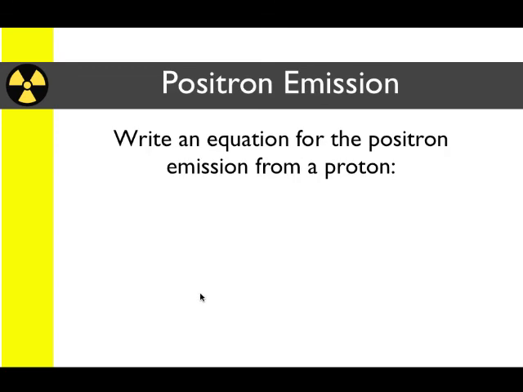All right, positron emission. Emission is actually the exact same thing as decay. Emission means it's giving off a positron, right? So it's going to lose that from its original element. So write an equation for the positron emission from a proton. Proton, not an element. So it's 1, 1, lowercase p. Lowercase p, that's my proton. And positron emission, so it's going to give off, at the end of the reaction, a positron. Positron, I can't remember the symbol for that one.